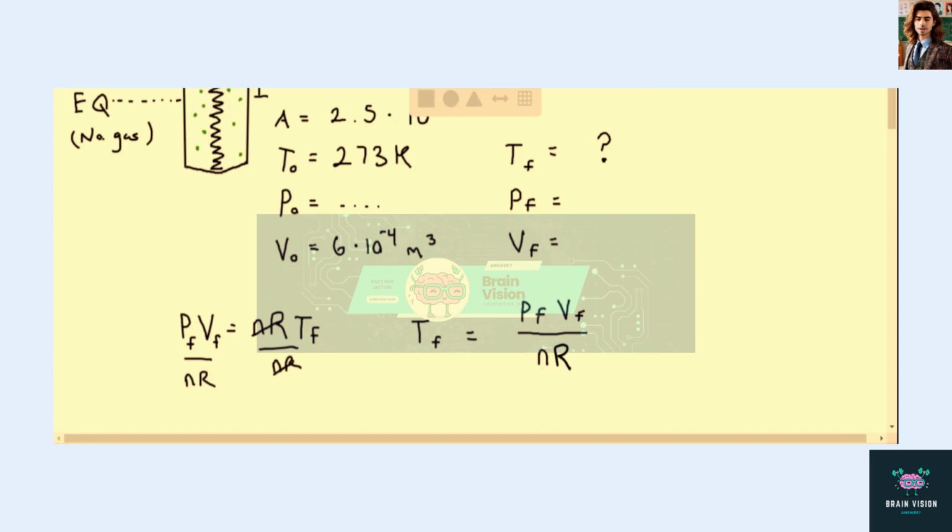Okay, so what do we need to calculate this? Well, we don't have P final, and we don't have V final. So let's see if we can break those down.